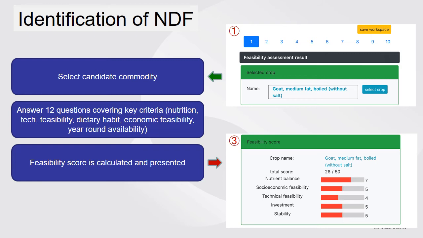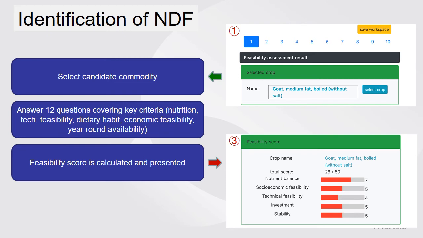We try to support this selection process using smartphone application. In the application, user will input candidate commodity first, then answer 12 questions covering key criteria such as nutrition content, technical feasibility, dietary habit, economic feasibility, year-round availability. Then, application will calculate the overall rating for the feasibility of selected crop, and also thematic level feasibility, just shown as in number 3.